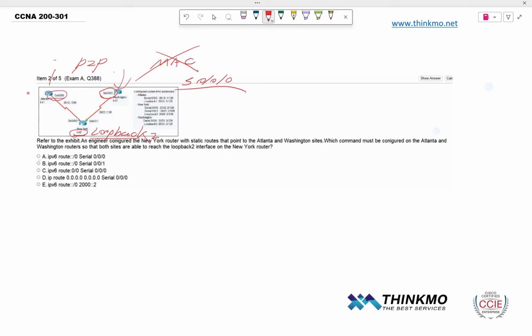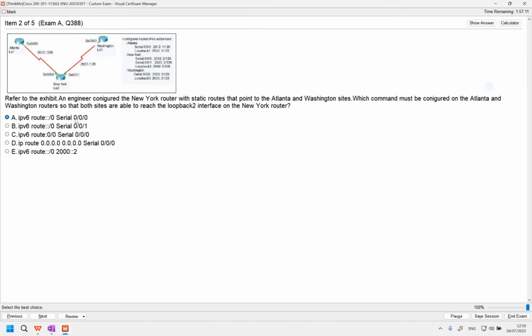So when we write a static route, we just use ipv6 route. And no matter where we're going, we just use the S0/0/0 interface. So the correct answer to this question is A. Let's check the correct answer. It's A.